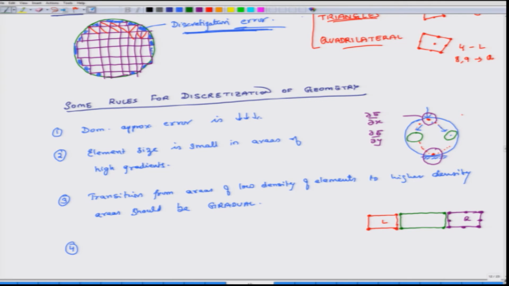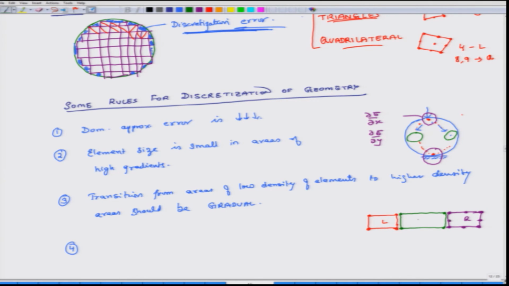Either I use only linear elements or only quadratic elements in a mesh, then there will not be any problem. But in a lot of cases, I want more information in some areas. So, I want quadratic or cubic elements in that area, and in other areas the solution is probably simpler, so I can live with linear elements. But then what do I do? How do I connect linear elements with quadratic elements? This is important to understand. What do we do in that case?